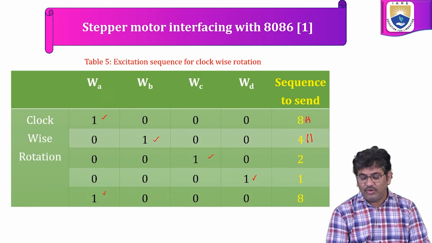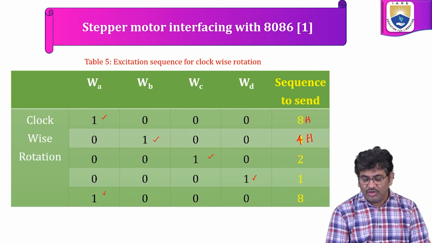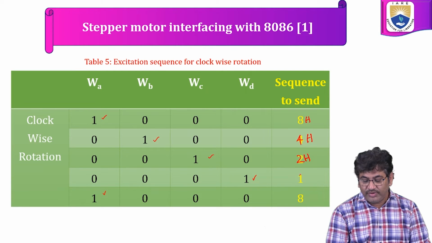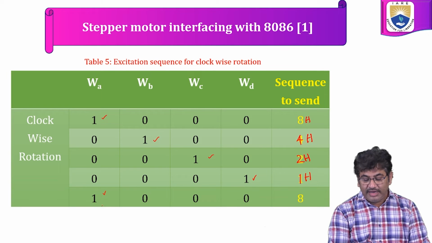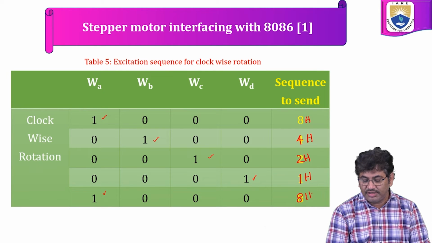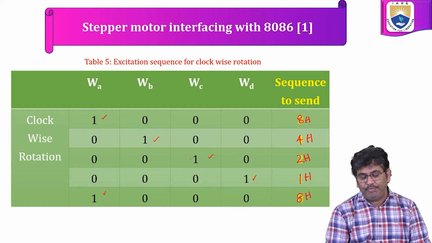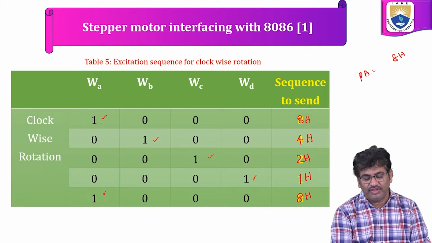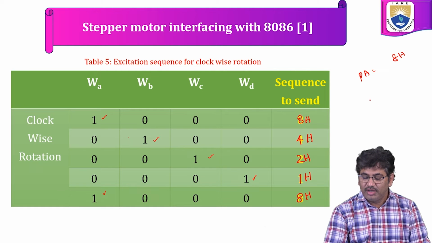0100 is equivalent to 4H. 0010 is equivalent to 2H. 0001, the sequence we have to give is 1H. Again it is a repetition by sending 8H. So if you observe the bit patterns for rotating clockwise, initially port A is equivalent to 8H, and for rotating clockwise we have to shift these bits towards the right side. So go for shift right operation.